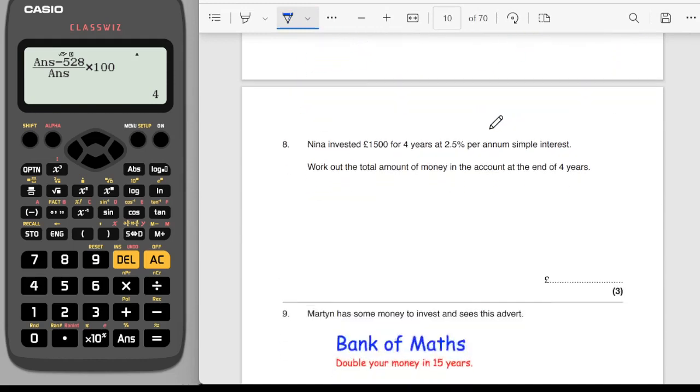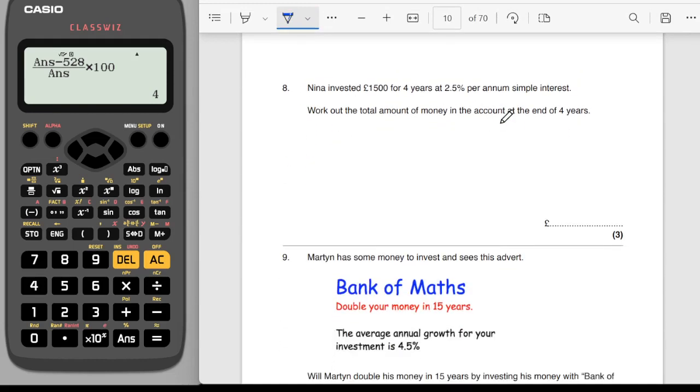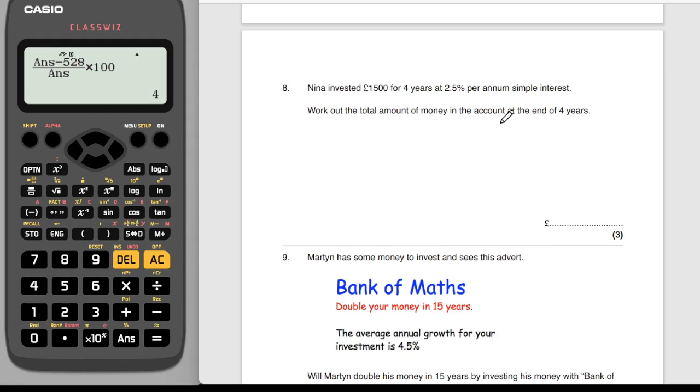Okay, on to question 8. Nina invests £1,500 for 4 years at 2.5% per annum simple interest. Work out the total amount of money in the account at the end of the 4 years. So simple interest is different to compound. It means that it's not readjusted every year. So you work out the amount that's made in the first year and you would times it by 4 rather than put it to the power of 4. It also means that we can't really use the multiplier of 1.025 because that will give us the total in the account, not the interest.